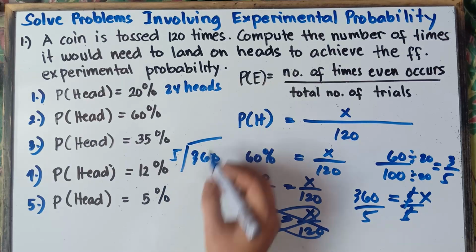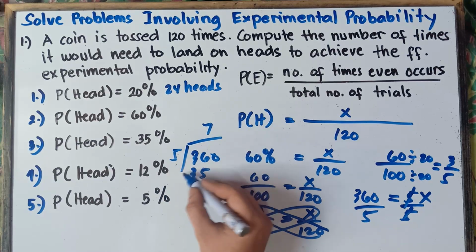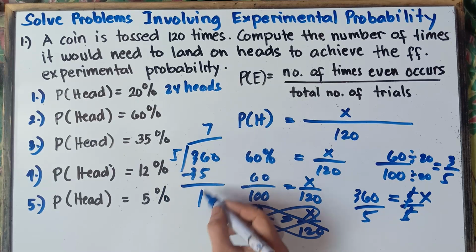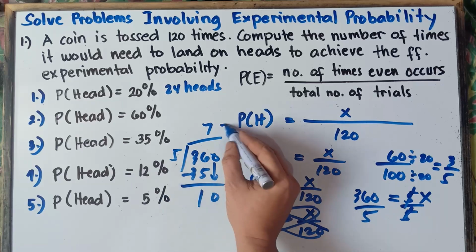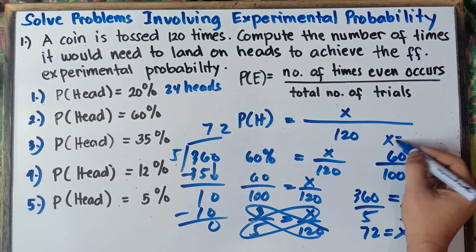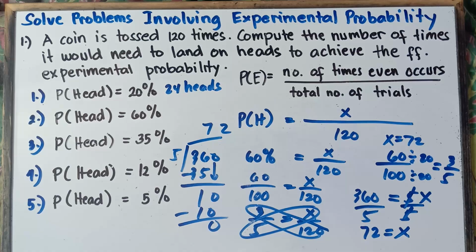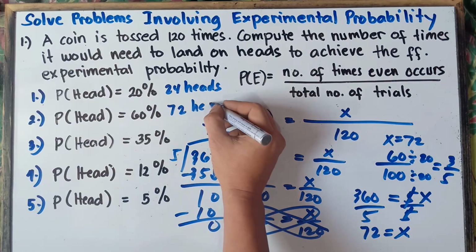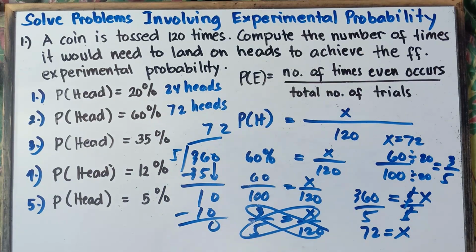36 divided by 5 is 7. 7 times 5 is 35. Subtract: 36 minus 35 is 1. Bring down 0. 10 divided by 5 is 2. 2 times 5 is 10. 10 minus 10 is equal to 0. So therefore, class, the answer is 72. So 72 equals x is just the same as x equals 72. Therefore, the answer with regards to example number 2 is 72 heads. That's it, class. You're all set with regards to example number 2.